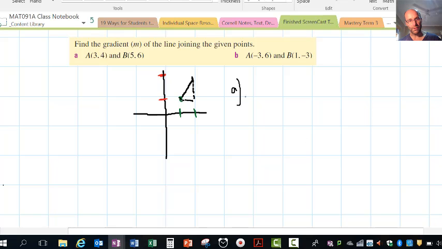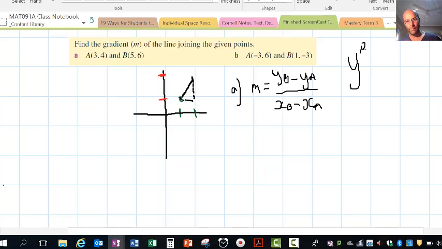So let's look at A here. This is how you set it out. You go gradient, or m, equals y sub b minus y sub a over x sub b minus x sub a. Okay, they're little b's, not big b's, and they're down the bottom and not up the top. I don't want to see anyone write something like this. That's a power, that's not right. It's got a little b down the bottom to label.